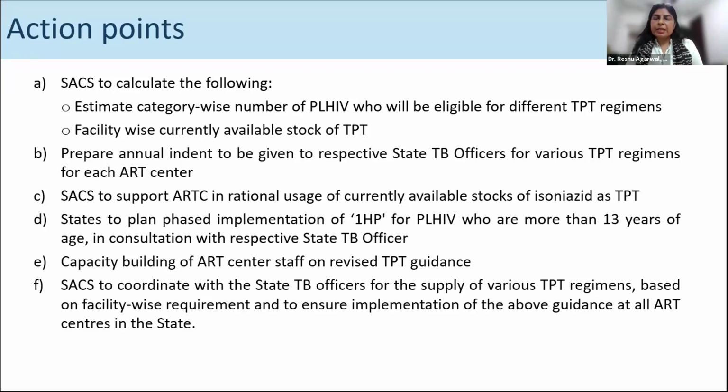Please discuss with your STOs and TTOs what kind of supplies you are getting, and you might have to plan for a phased implementation. Suppose for 1 HP you are getting stock for maybe 10% of your PLHIV, you may want to initially prioritize the new PLHIV, and as and when you get more stocks, you can complete all the backlogs at your center. So that's how you have to work on this.